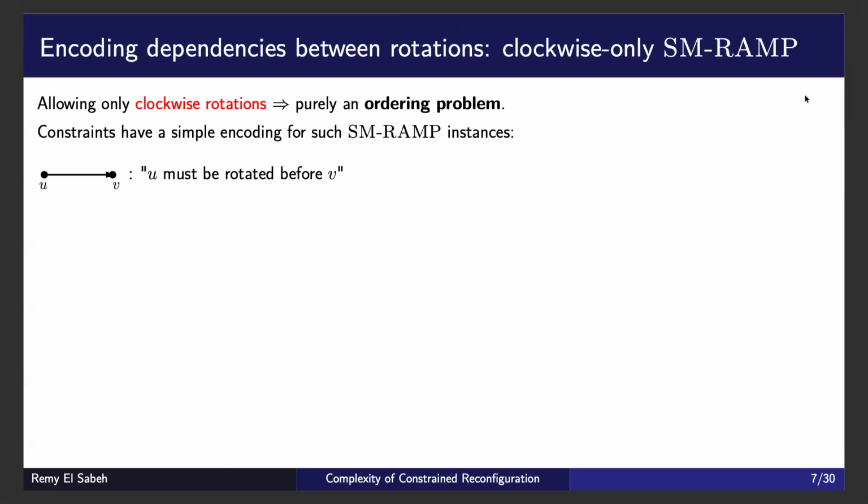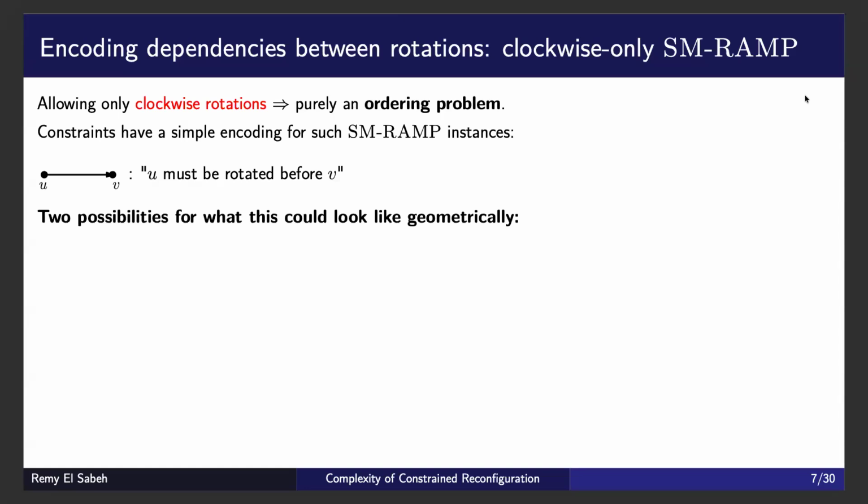So the potentially most intuitive thing to think about at this point is let's try to encode what's going on using stuff we're familiar with, and that's graphs. And that's the encoding we're going for. So for every arm, we'll have a vertex, and we will have an arc from a vertex U to a vertex V if whatever is represented by U should be rotated before whatever is represented by V.